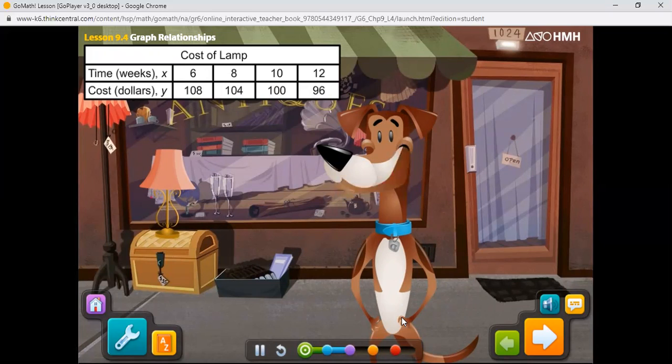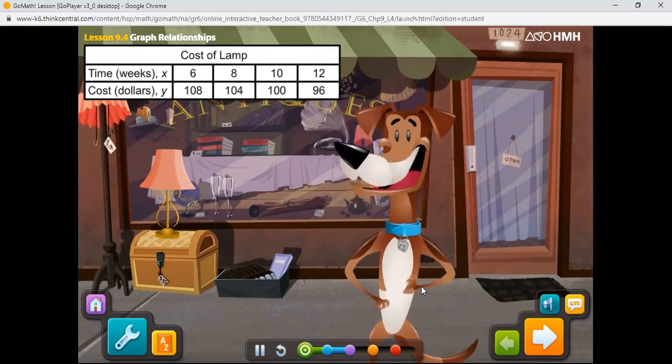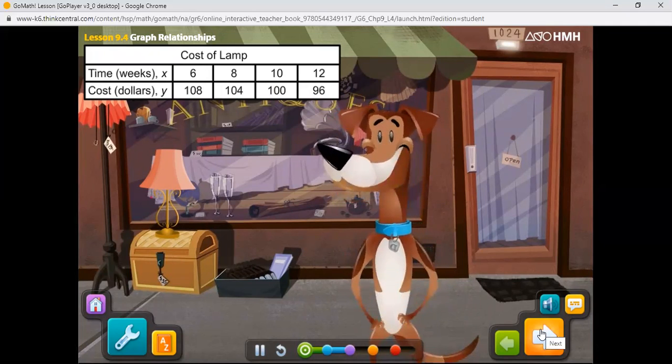We have a lot of information, but how can we use all these numbers to show the relationship between the cost of the item and how long it's been on sale? I know. We can use these numbers to make a graph of the relationship. Come on, let's try it out.